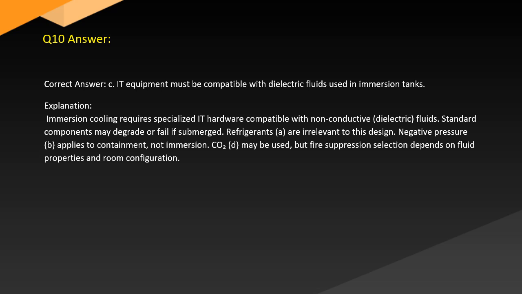Refrigerants are irrelevant to this design. Negative pressure, B, applies to containment, not immersion. Option D may be used, but fire suppression selection depends on fluid properties and room configuration.